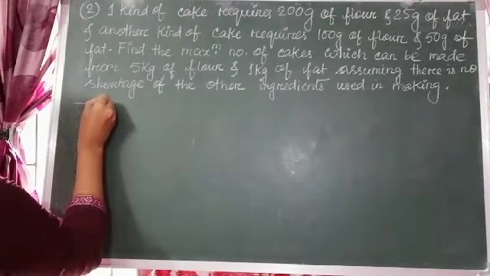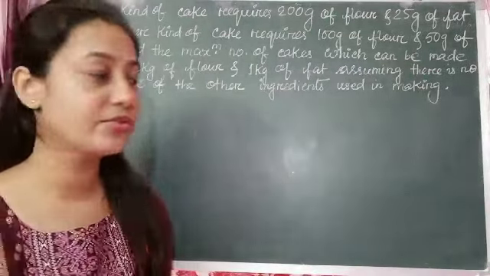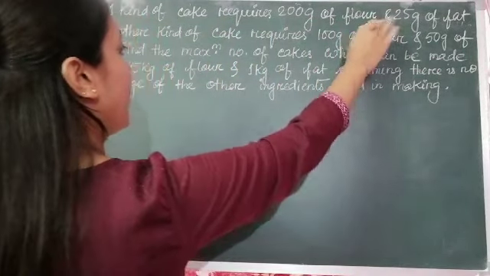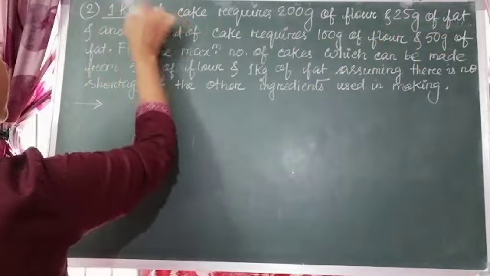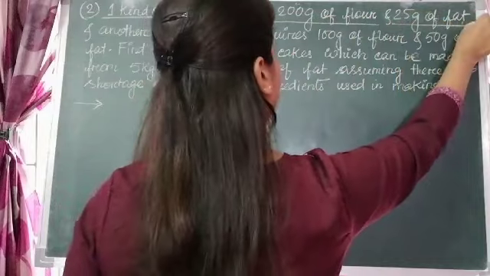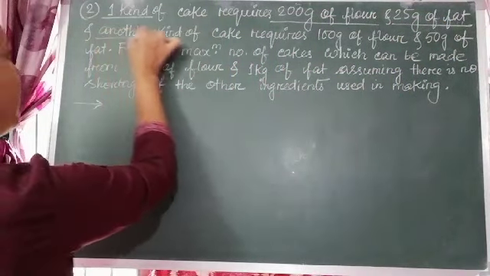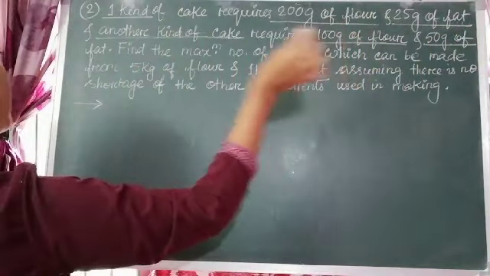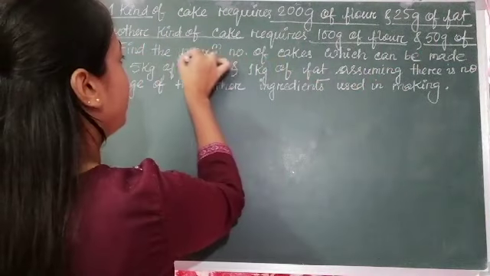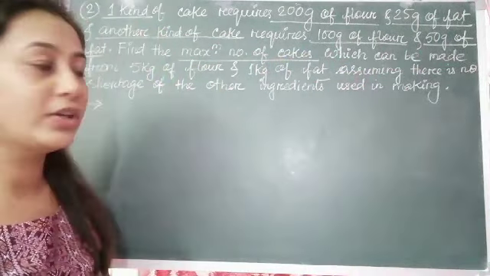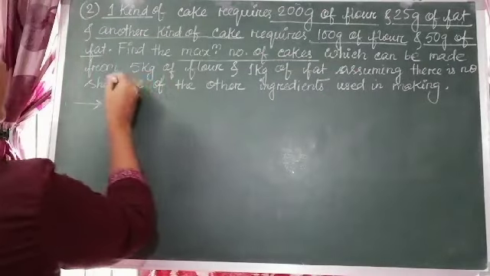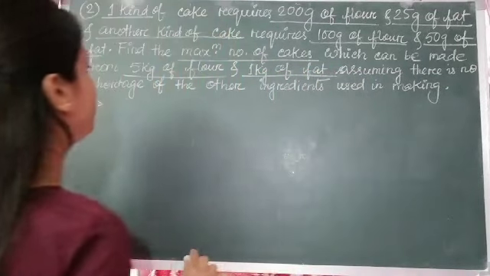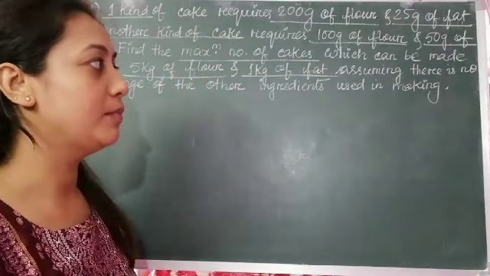So at first we will try to construct the objective function and hence the constraints. It's given that one kind of cake requires 200 gram of flour and 25 gram of fat. Another kind of cake, that means two kinds of cakes are there, requires 100 gram of flour and 50 gram of fat. You are given to find the maximum number of cakes which can be made from 5 kg of flour and 1 kg of fat, assuming there is no shortage of the other ingredients used in making.